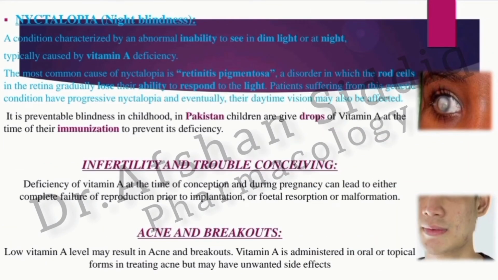Now come to night blindness. These are the deficiency signs. We have already talked about how vitamin A plays a role in the dark and helps us visualize in the darkness. Night blindness can also be termed nyctalopia, a condition characterized by inability to see in dim light or at night, typically caused by vitamin A deficiency.